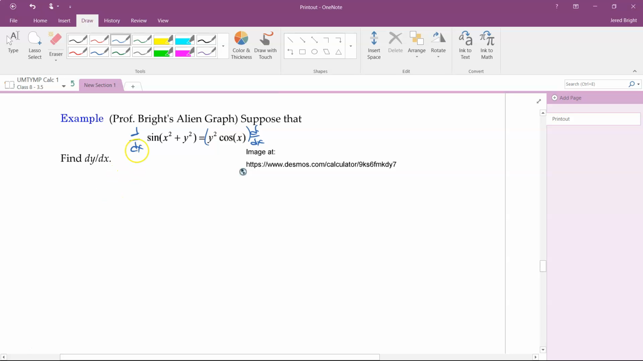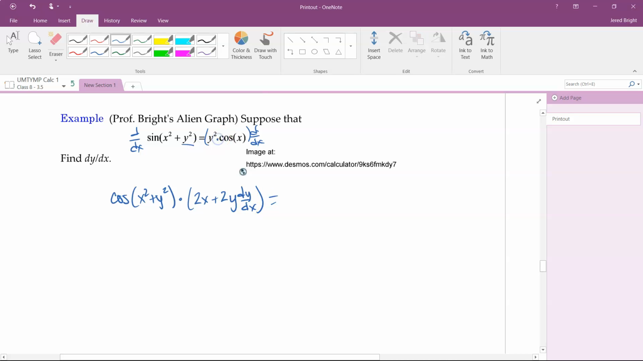Okay, so if we differentiate sine and we're following the chain rule, we would get cosine and then recopy the inside function. And then we have to continue differentiating, so now differentiate the inside. So we would multiply by 2x plus 2y dy/dx. Yep, we differentiated y, so we need the dy/dx.